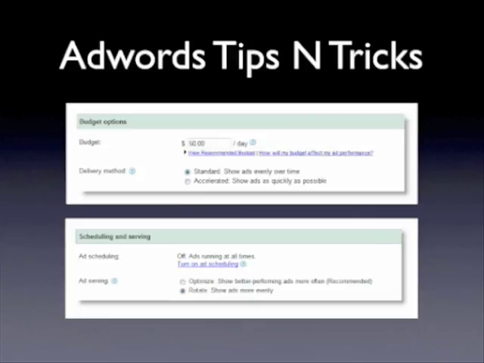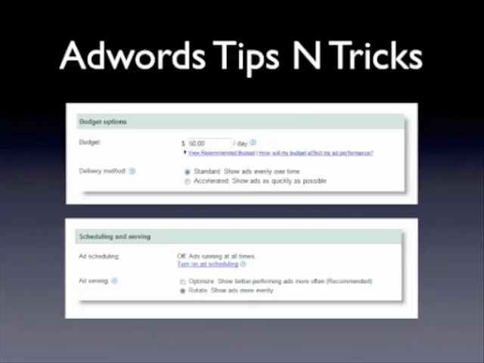Number 1, change delivery method to show ads more evenly. The reason you want to do this is to test what times the most quality clicks come in. Later on in this course, we'll be going over testing and tweaking to adjust your campaigns to not only show your ads at certain times, so your money is well spent on customers that are looking for what you have to offer.